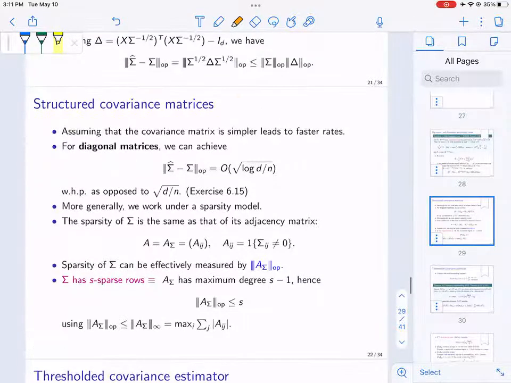let's say sigma was diagonal, how would you estimate it? Suppose sigma was diag(sigma_1, sigma_2, and so on). We know this. How should you estimate something like that?